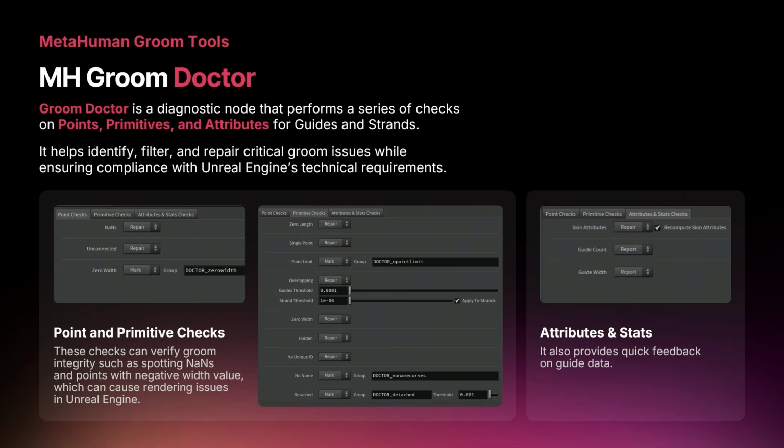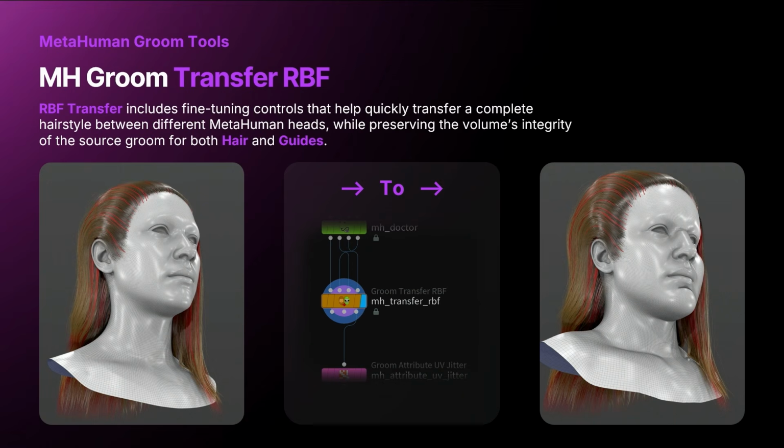It will report them. The Groom Transfer RBF will make sure to transfer both strands and guides from the source to a target MetaHuman head in a robust way. I insist on the fact that it's doing the transfer on both elements, strands and guides, in a consistent way, because both are needed for a good groom asset in Unreal Engine. Making it easy to populate on different MetaHuman heads, for example, or iterate less painfully with new head shapes coming from the modeling team with production updates, for example.